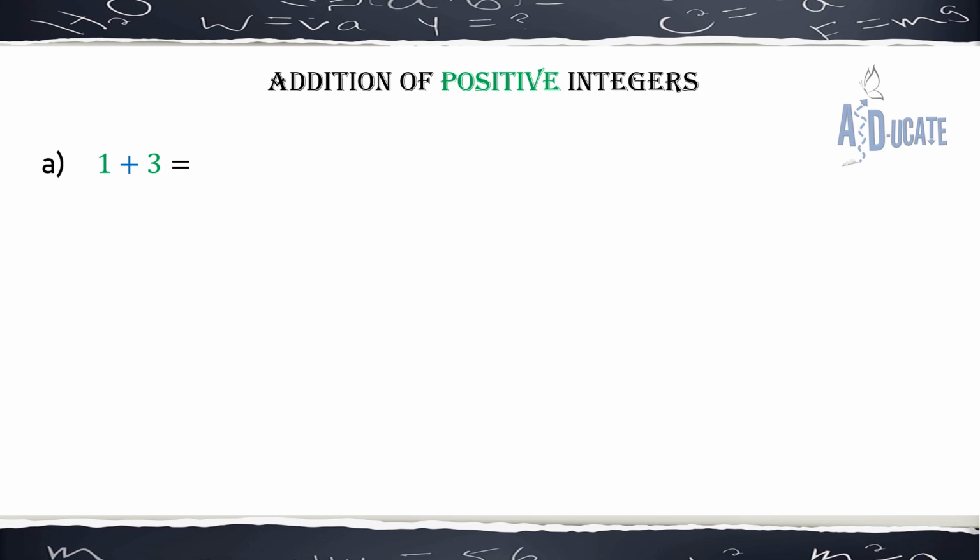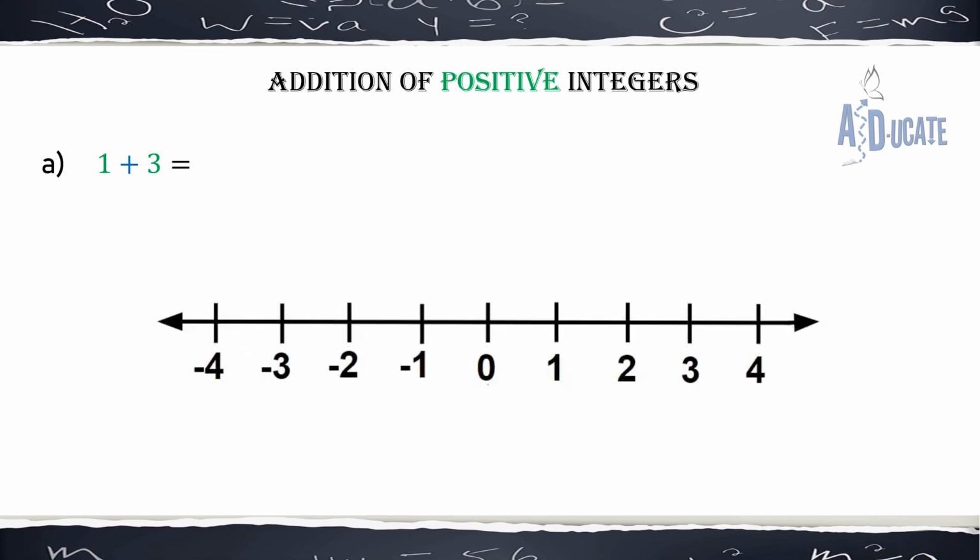Here we are looking at what happens when you add two positive numbers. We have our number line, and we are going to move from 0, 1 movement to the right, and that's positive 1. And from 1, we make 3 additional movements to the right, and we end up at 4, and that is positive 4.